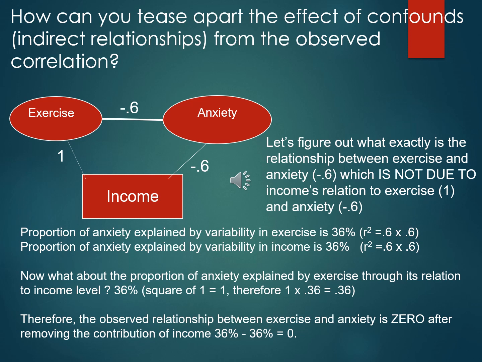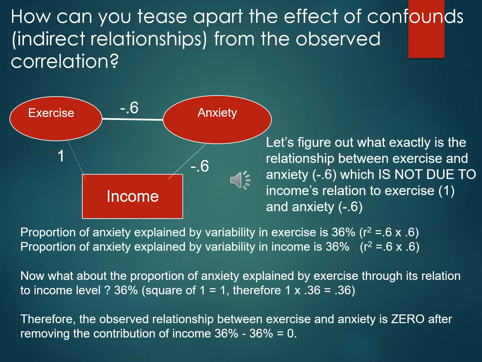So if you can draw this kind of diagram, it helps you to really discern the overall pattern of correlation, how variability in anxiety can be explained by exercise and also by income. Okay, so here the proportion of anxiety explained by the variability in exercise is 36%, because R squared equals 0.6 multiplying 0.6. The proportion of anxiety explained by the variability in income is also 36%.